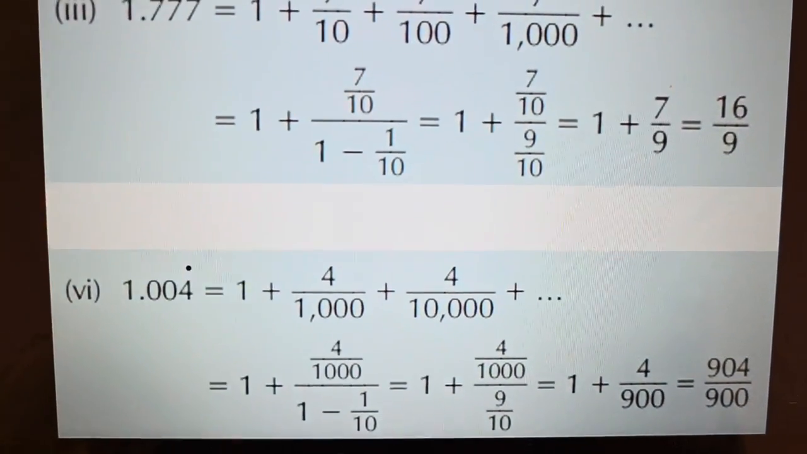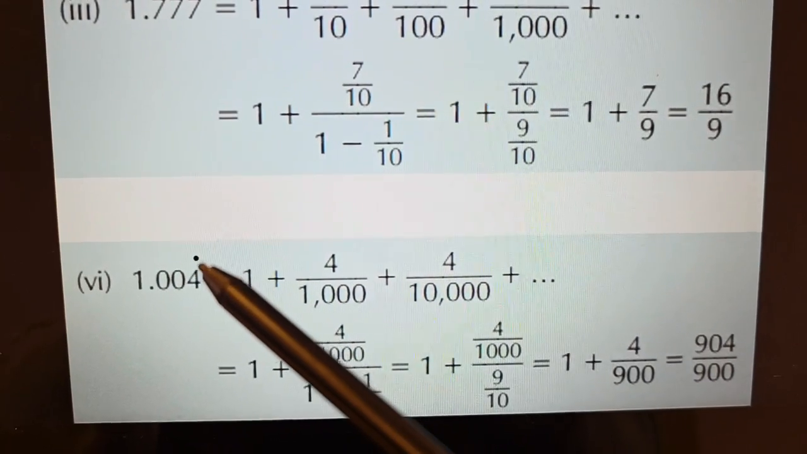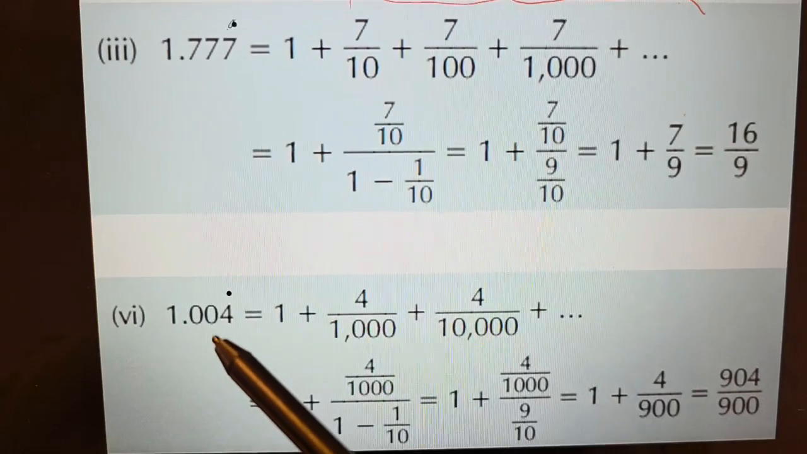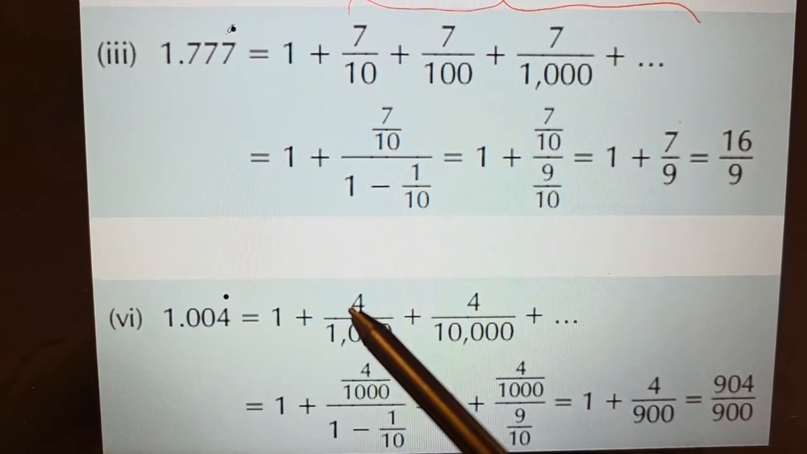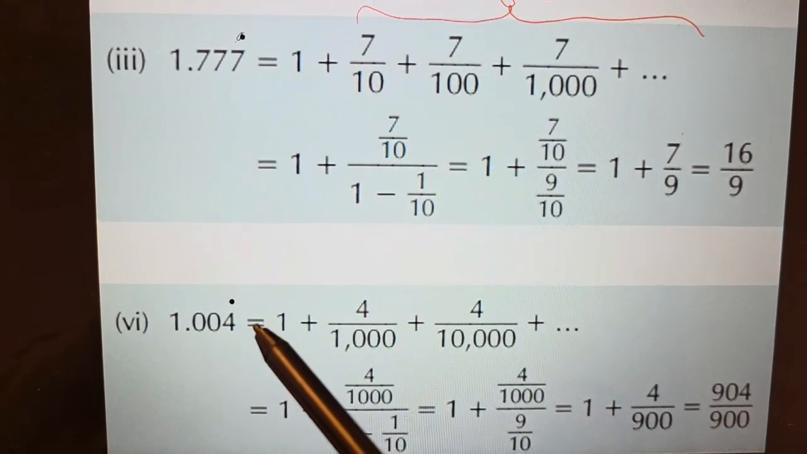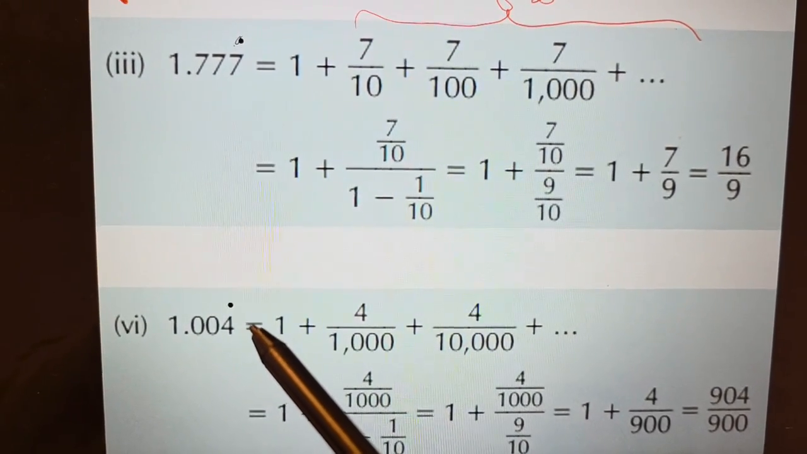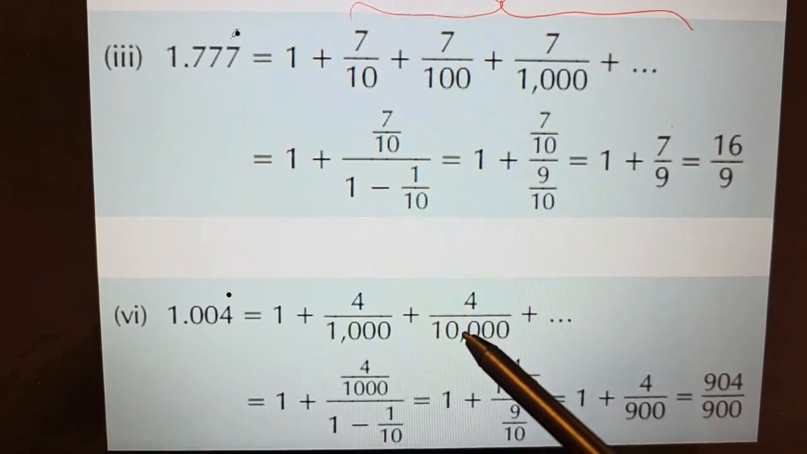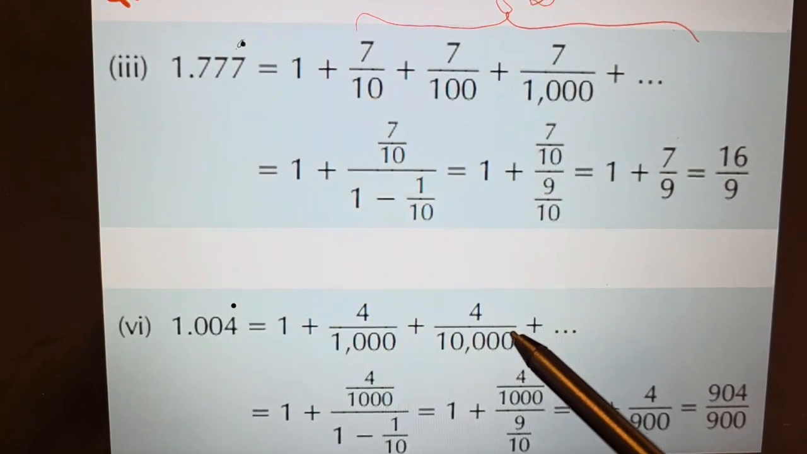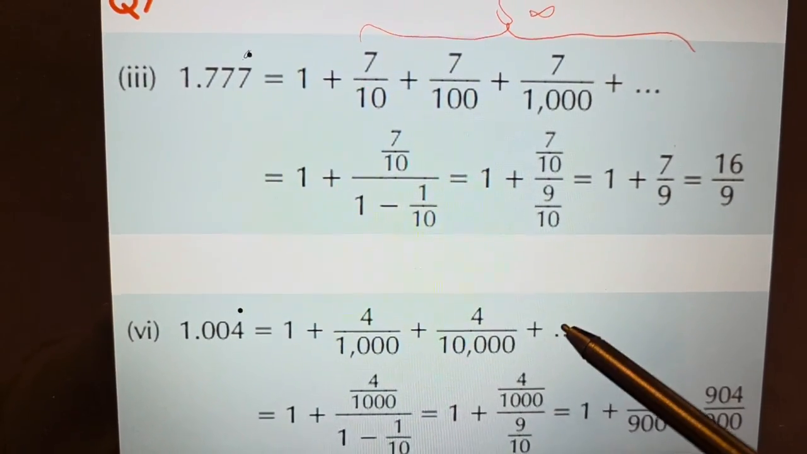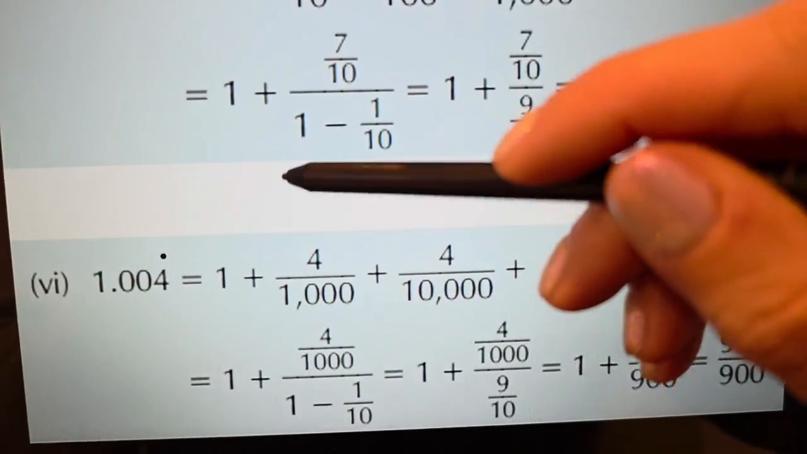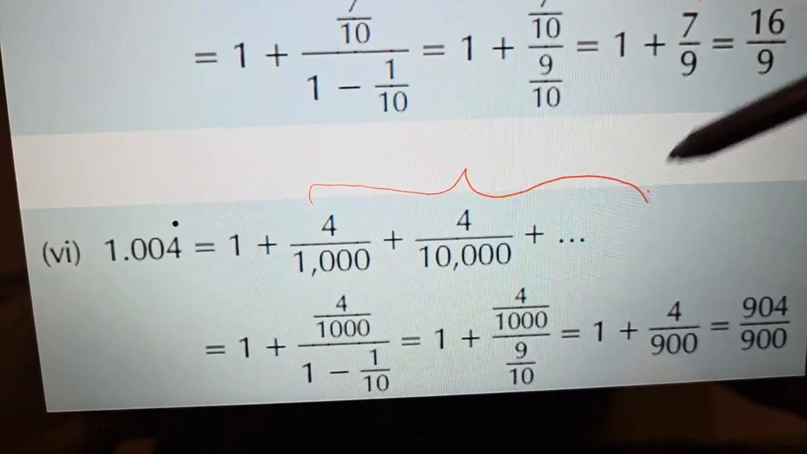Part 6, 1.004, and there's a recurring decimal over the 4, so it goes on forever after that. Break it up as the sum of its parts, 1 whole unit plus the first 0.004, which would be 4 over 1,000. The next 4 after that would be 0.0004, or 4 over 10,000. The next one after that would be 0.00004, or 4 over 100,000 if you want to write in fractions, and it goes on forever. So the repeating pattern starts here and it'll go on to infinity.